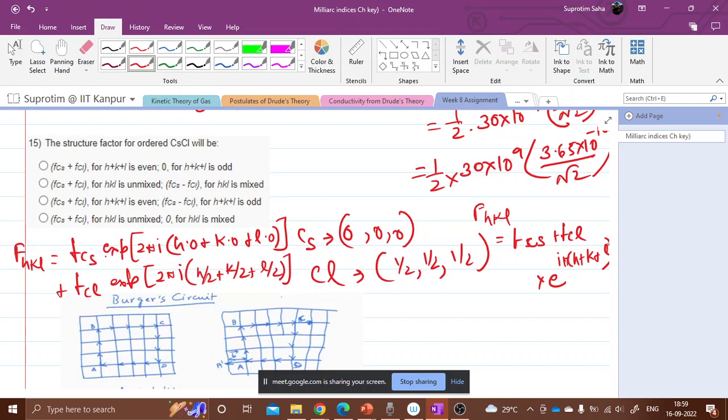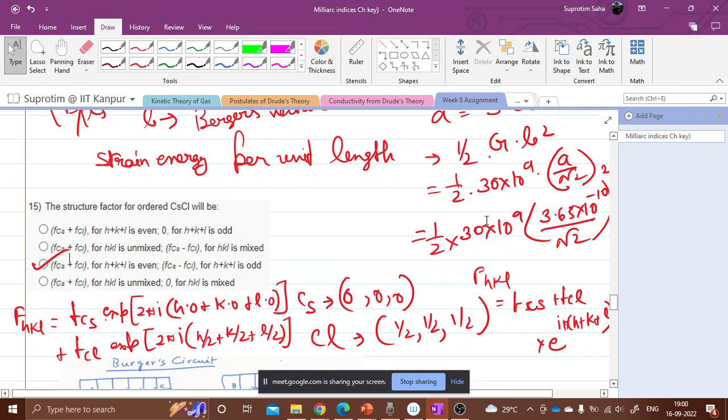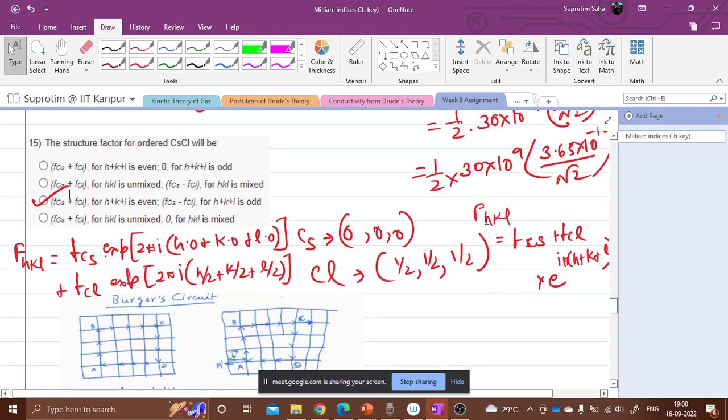But if h plus k plus l is odd, you have e raised to i pi, which is minus 1. So F(hkl) is F cesium minus F chlorine. So the third option would be correct. What you see is that the atom sits at the body center, not at the face centers. That is the structure of cesium chloride, as you already learned. Because it's half half half, it sits at the body center.